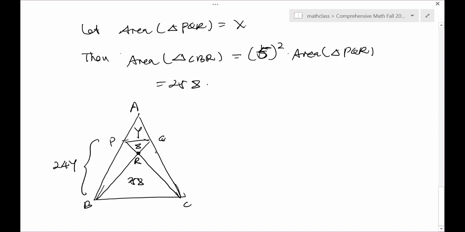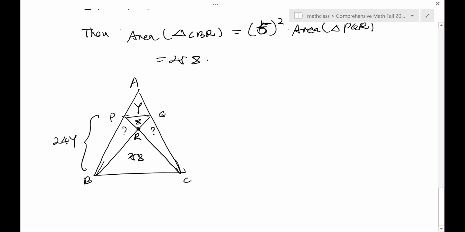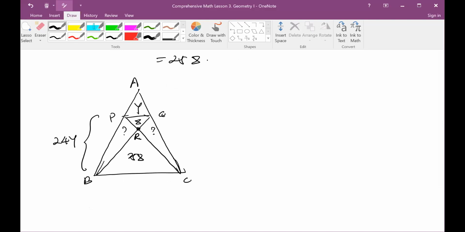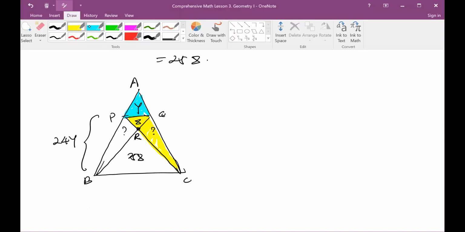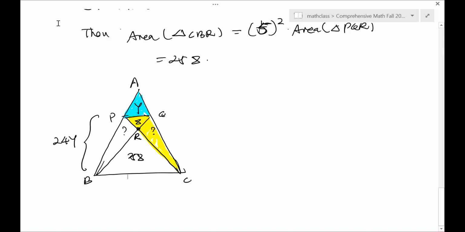And now we just don't know what this part is. Think about that. I'm going to paint this triangle. What's the relationship between those two triangles? The area. Can you tell that?